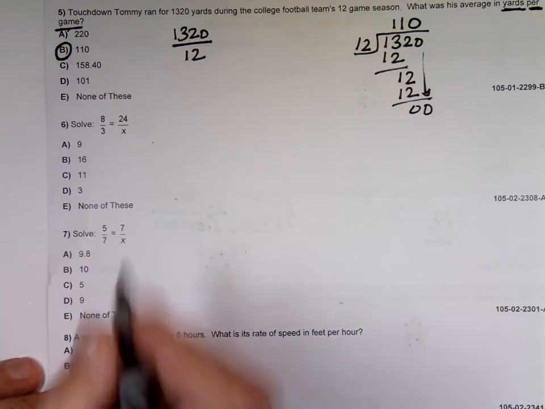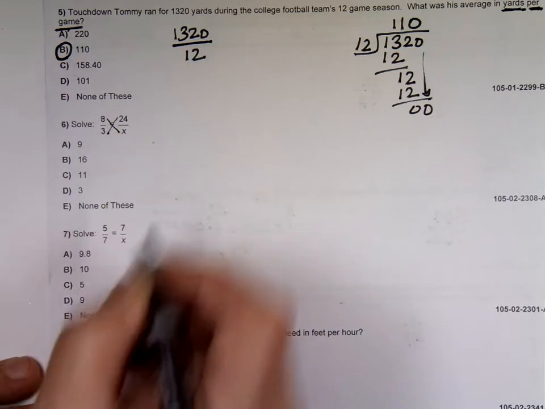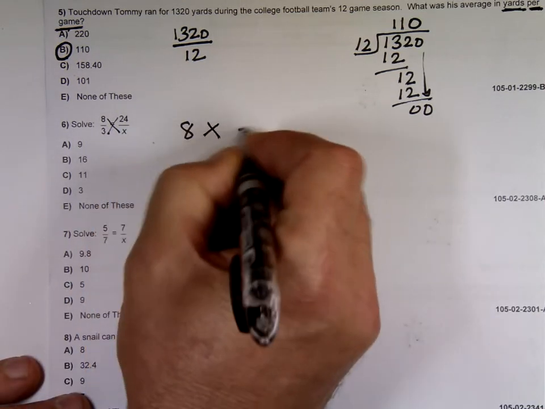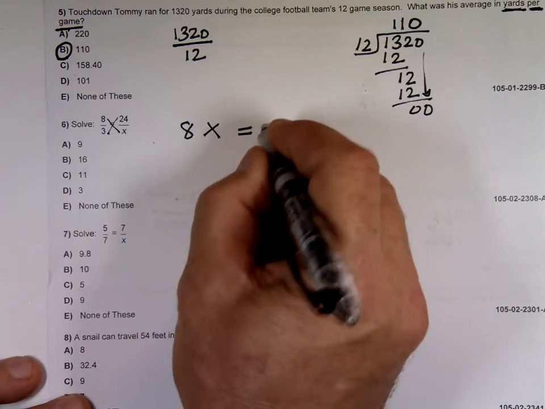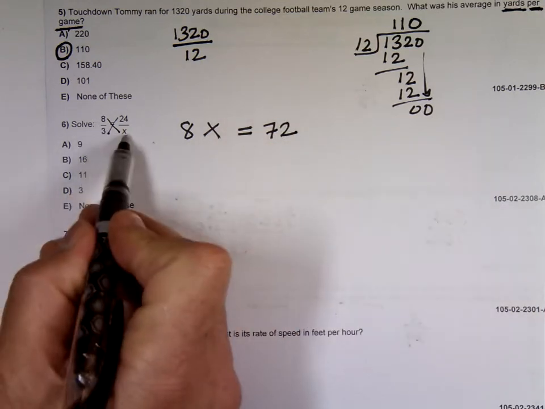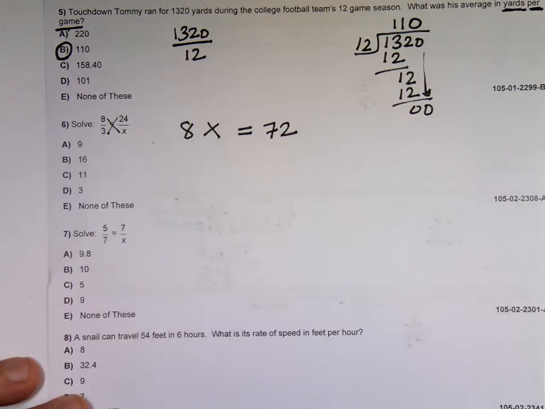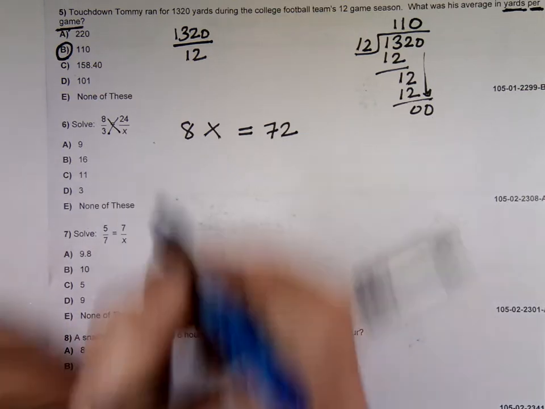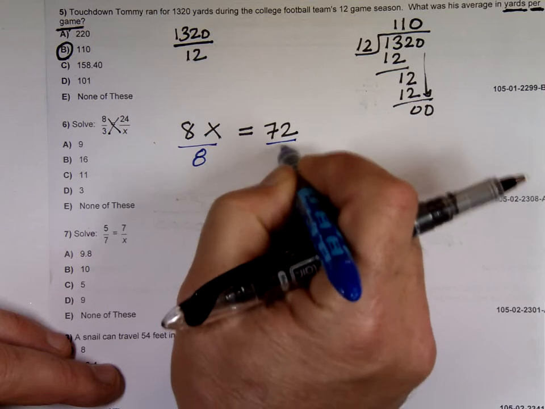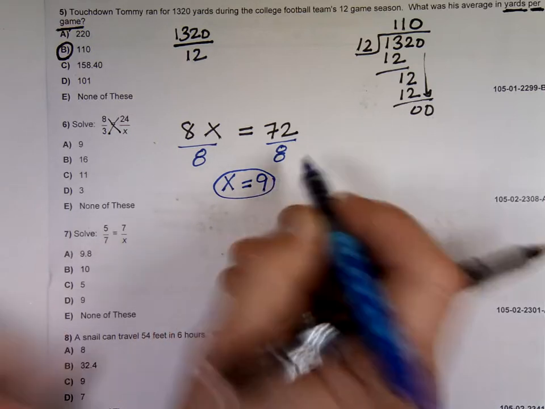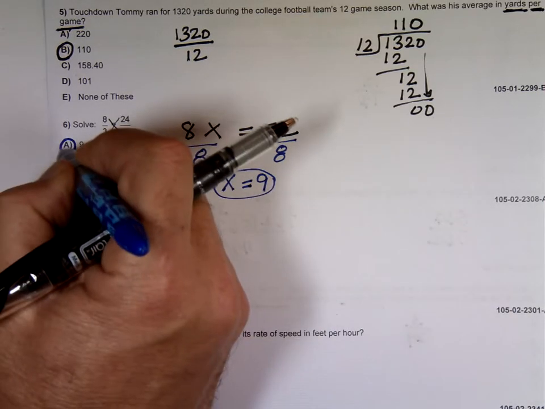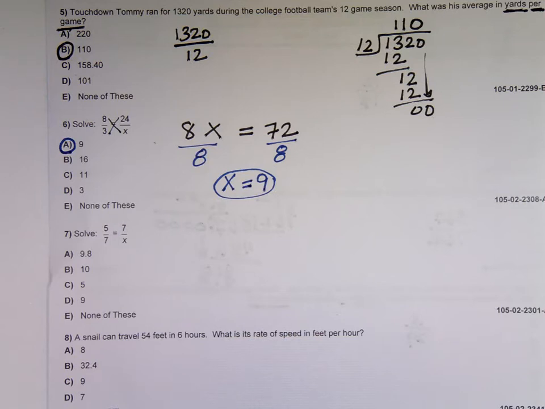We're going to cross multiply. 8 times x, 8x equals 3 times 24. Is that 72? 8 times x is 8x. 3 times 24 is 72. Now to solve for x, we're going to divide by what? 8. What's x equal to? 9. Do we have a 9? Yes. Anytime you have a proportion like this, you want to solve them, it's always cross multiply.